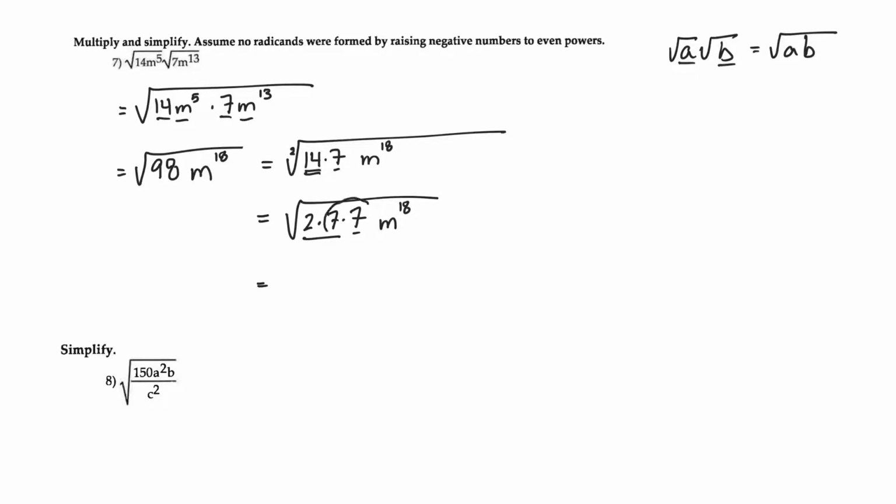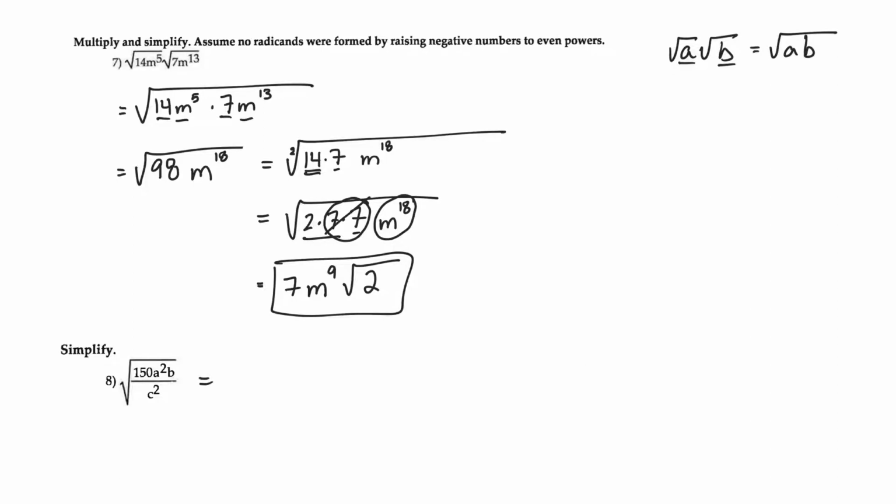So here I have two 7's. I can bring one 7 out. Here I have 18 m's, so I can bring two at a time. I could bring out m to the 9th. And then underneath, I would just be left with a 2. So that would be multiplying those two radicals together and then simplifying.